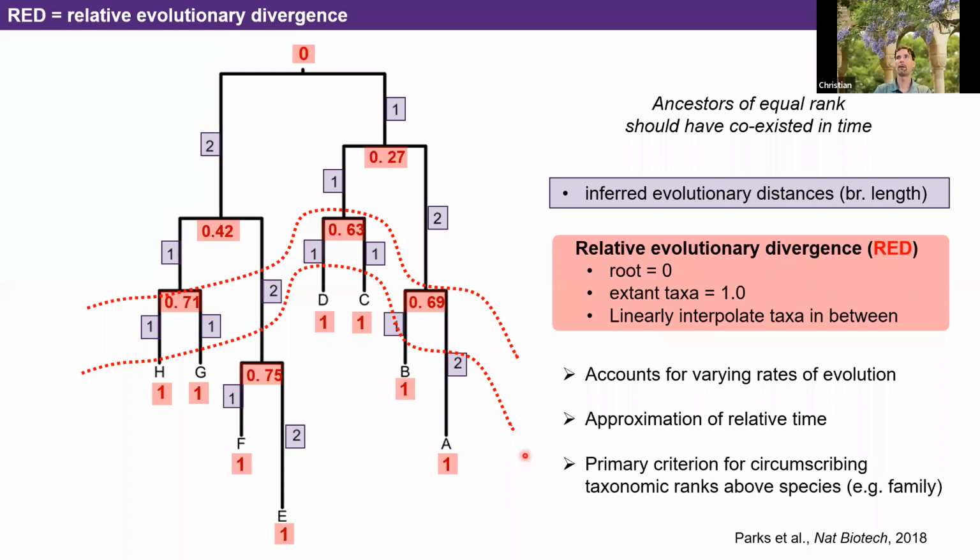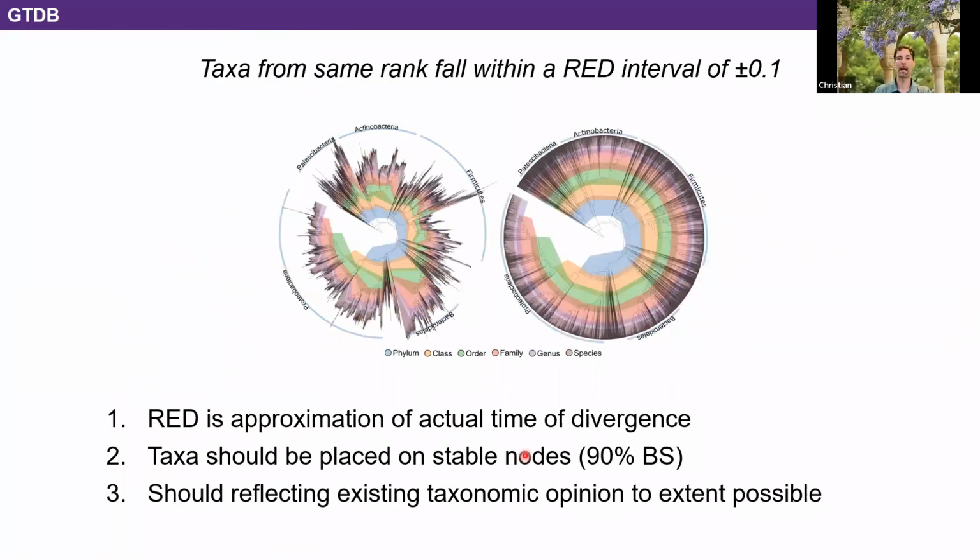Okay, so how is RED applied? In a nutshell, the taxa from the same rank, let's say a class, it turns out that they fall within a RED interval of plus minus 0.1. I will show in a second what I mean, but let's say the RED value of a class is a certain amount, and then plus 0.1 and minus 0.1. Those are the boundaries for all the taxa that fall within that rank.